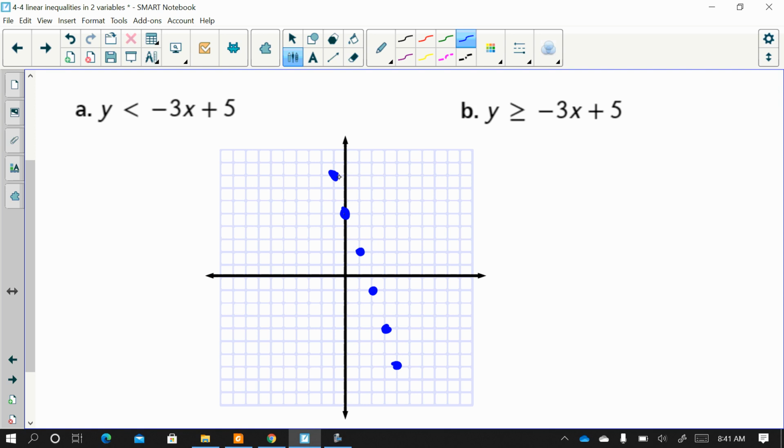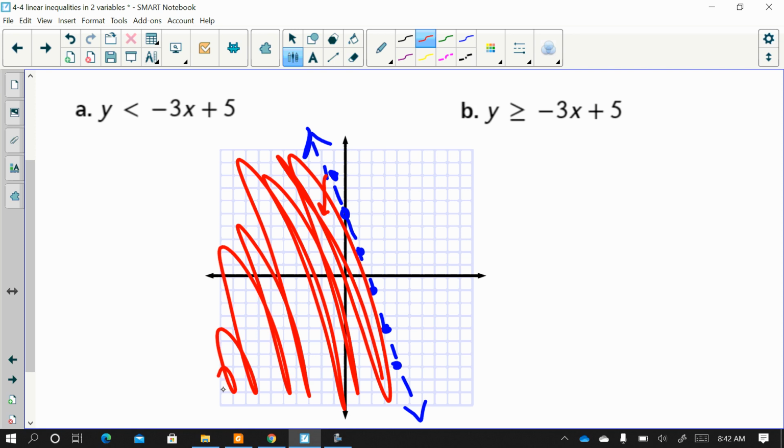Now I need to decide, is this a solid or a dashed line? Well, we're not equal to, so it's going to be a dashed line. Then we have to do some shading. I'm less than, so I need to be below the line. If I put my pen on the line and go down, that means I need to shade this side of the line. And that is how you do these. Please pause the video and try letter B.